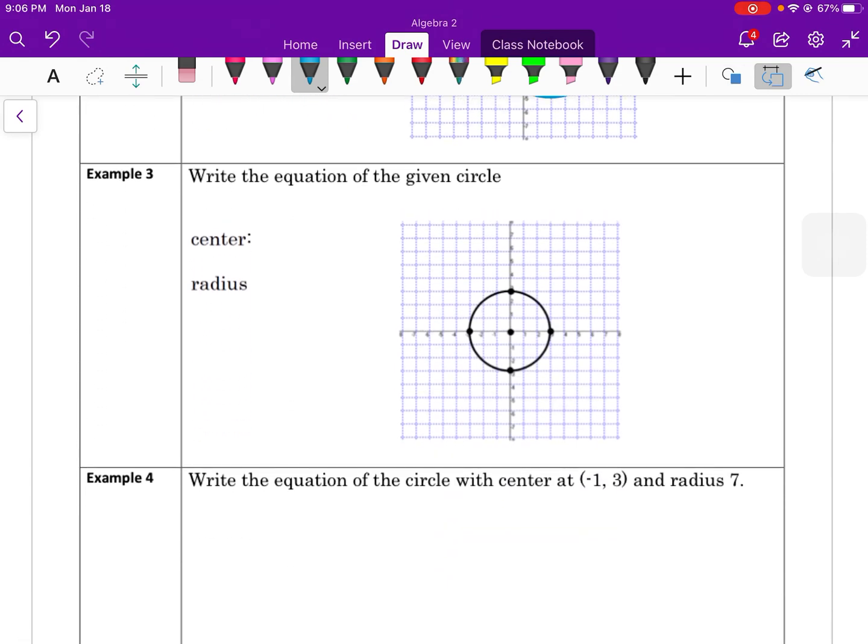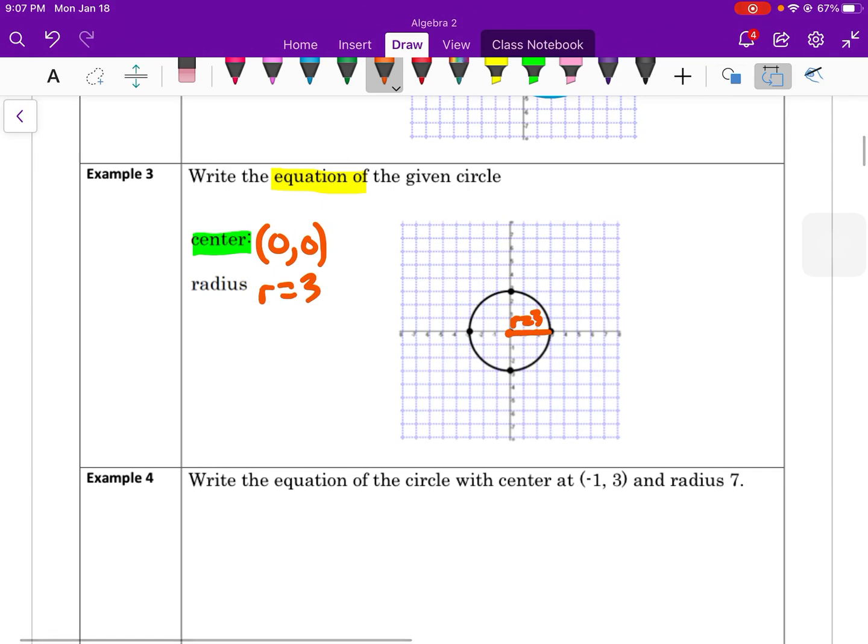All right, now we're going to be working backwards in a sense. We have the graphical representation of a circle, and now we want to write the equation of a circle given the graph. So first it asks, what is the center? We can see that the center is located at the origin, so that's (0, 0). And the radius is 1, 2, 3 units away. So r equals 3.